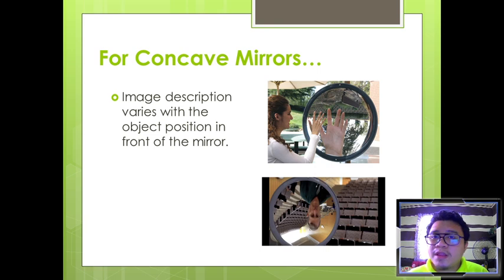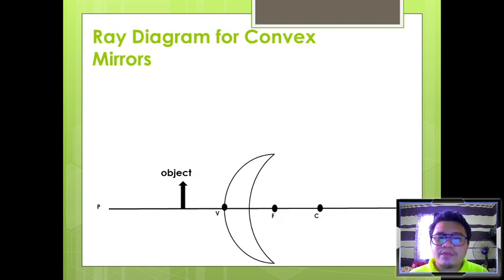So for the meantime, let's move on with the convex mirrors. How do we apply ray diagram formation for convex mirrors? Actually, the rules do not change. They will always be the same and true for convex and concave mirrors. But how do we execute ray diagram construction for convex mirrors? Once again, let's start with rule number 1.